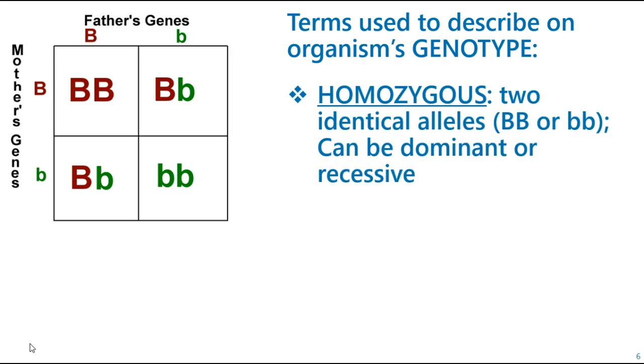And homozygous contains the word homo, which is the Greek word for the same. So homozygous means two identical alleles or two same alleles. For example, two uppercase B's and two lowercase b's. And those are dominant and recessive alleles. So homozygous can be either dominant or recessive.